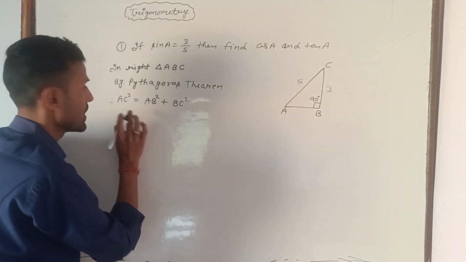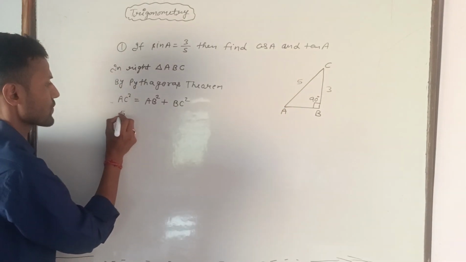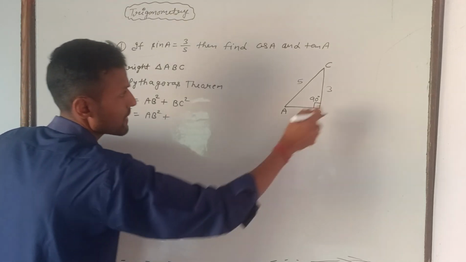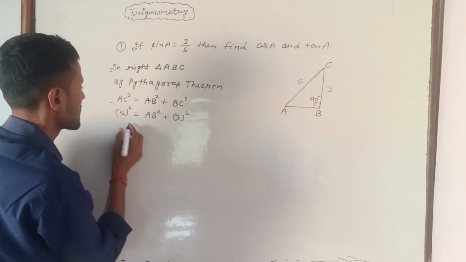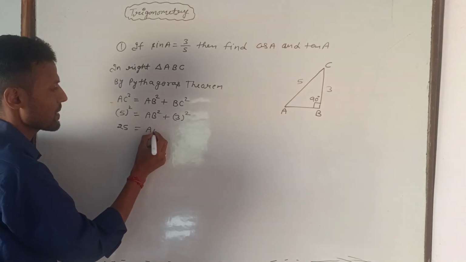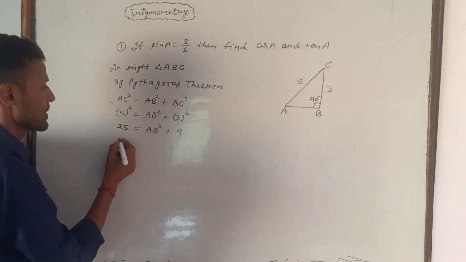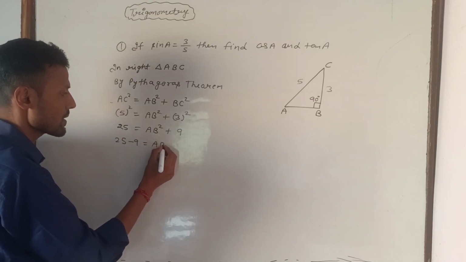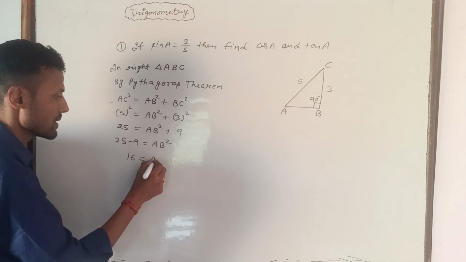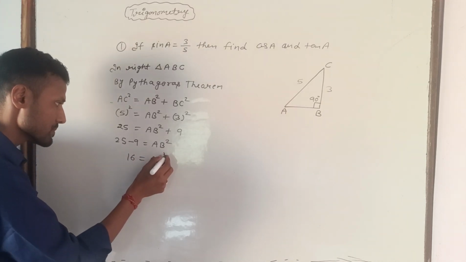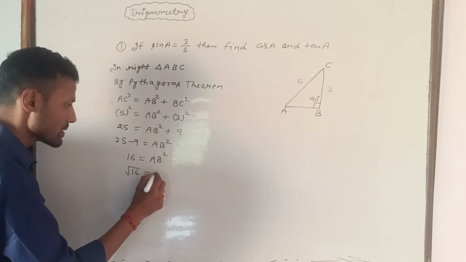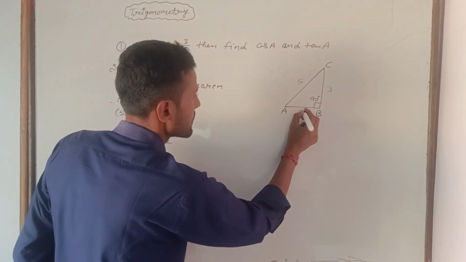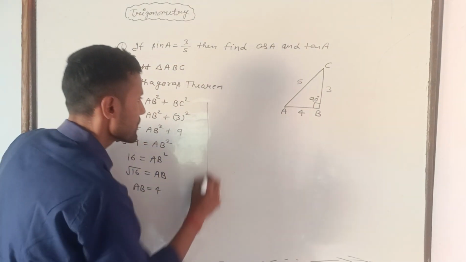Now we need to put the values. AC is 5, so 5 square, equals AB square plus the value of BC is 3, so 3 square. Now 5 square is 25, AB square plus 3 square is 9. Now 9 goes to the left side and becomes negative, so AB square is 16, and the square root of 16 gives AB as 4. So the value of AB is 4.